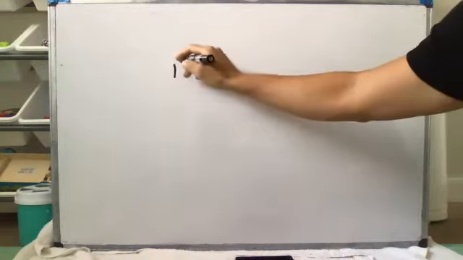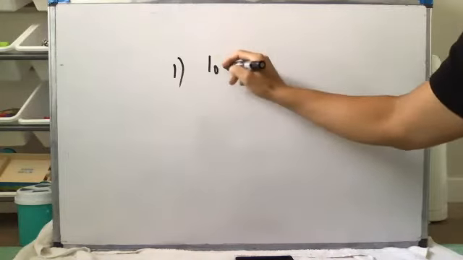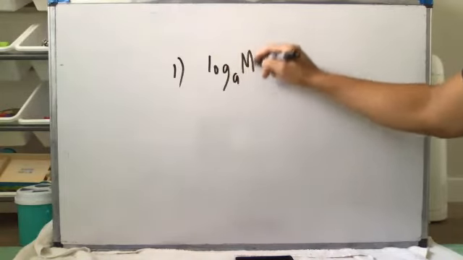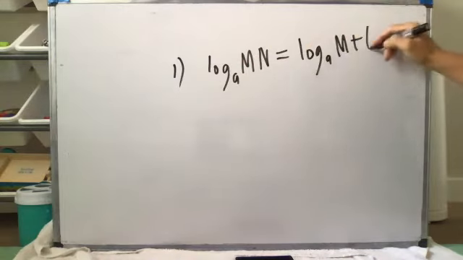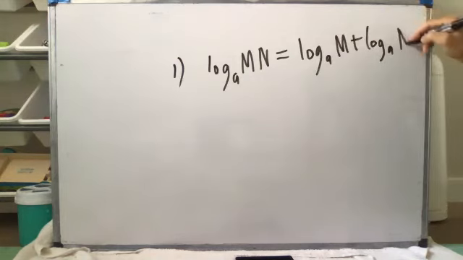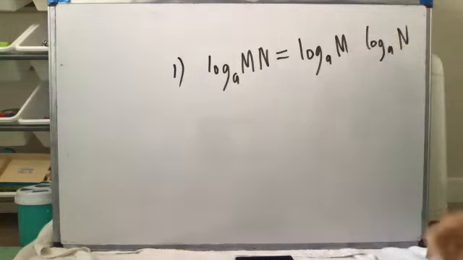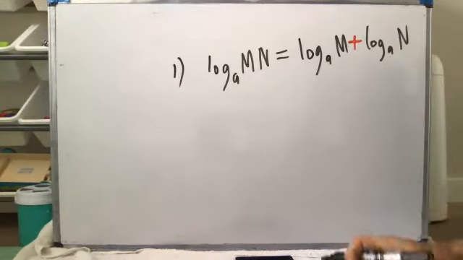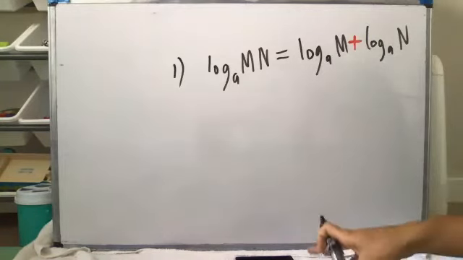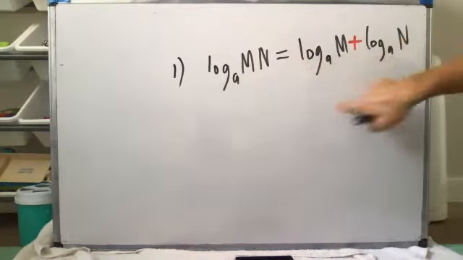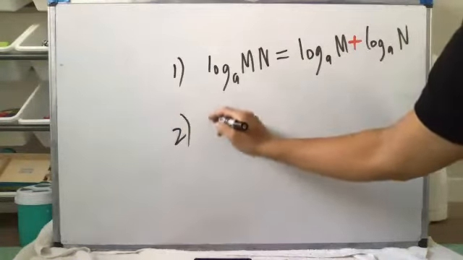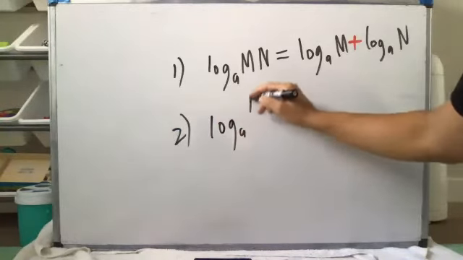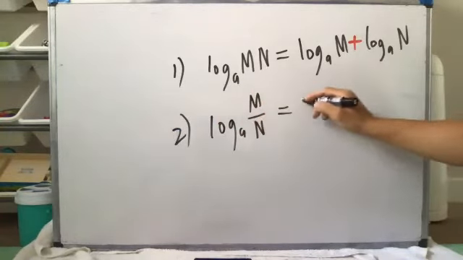So the first one: log base a of m times n is equal to log base a of m plus log base a of n. So plus. The kind of cool thing about log is that a log of a multiplication changes it to addition. That's the first property. The second property is similar for division, changes it to subtraction.